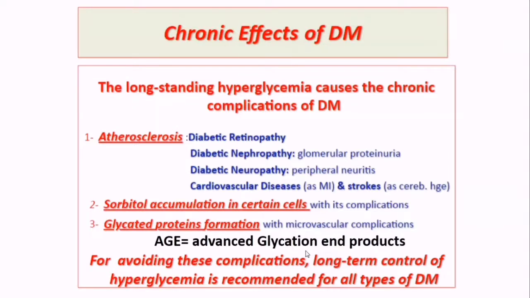and advanced glycation end products with macrovascular complications, that is accumulation of the AGE, that is advanced glycation end products. So for avoiding these complications, long-term control of hyperglycemia is recommended for all types of DM.